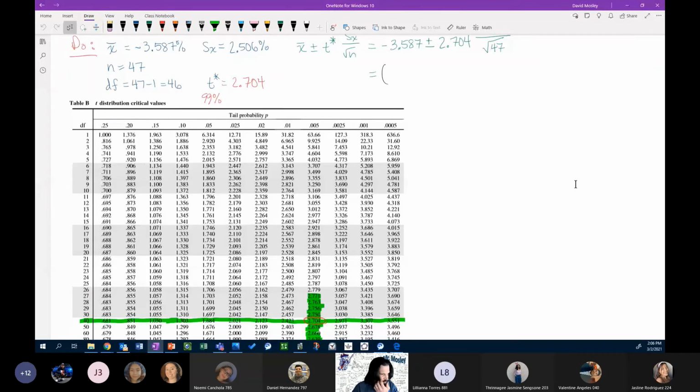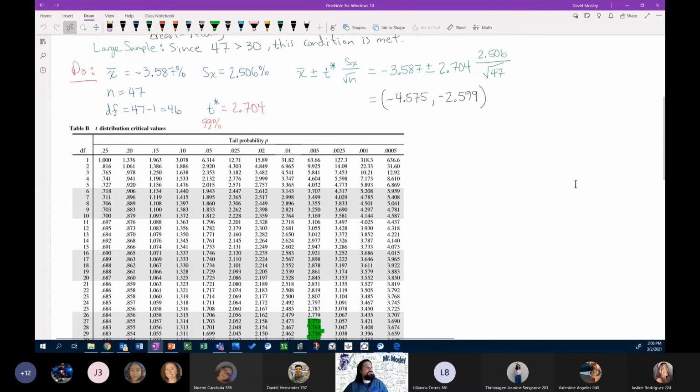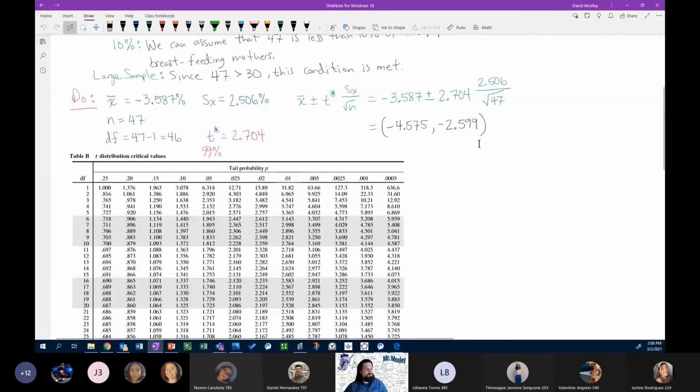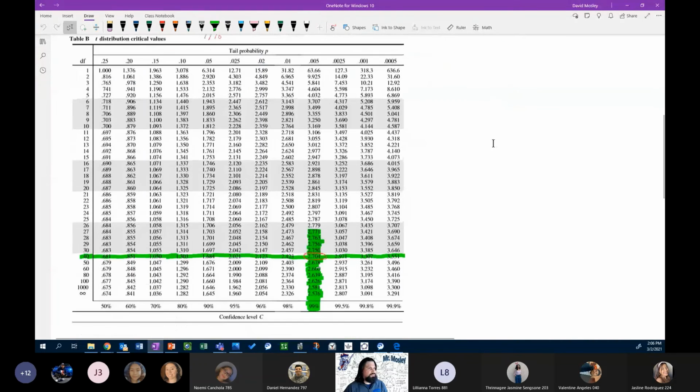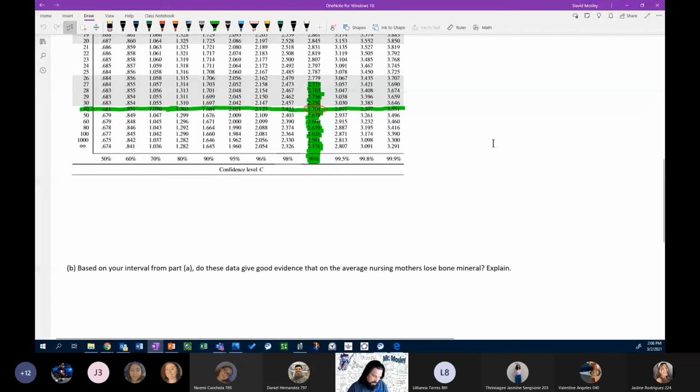We do these two calculations from negative 4.575 to negative 2.59. And that's our interval. So right here, this is our 99% confidence interval. Now that we've done the math, we move on to the last step in our 4-step process, and that's the conclusion.